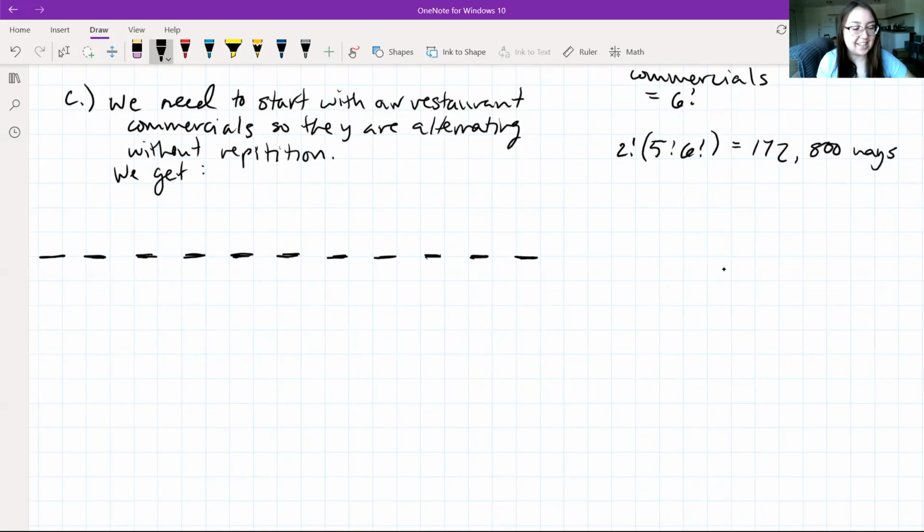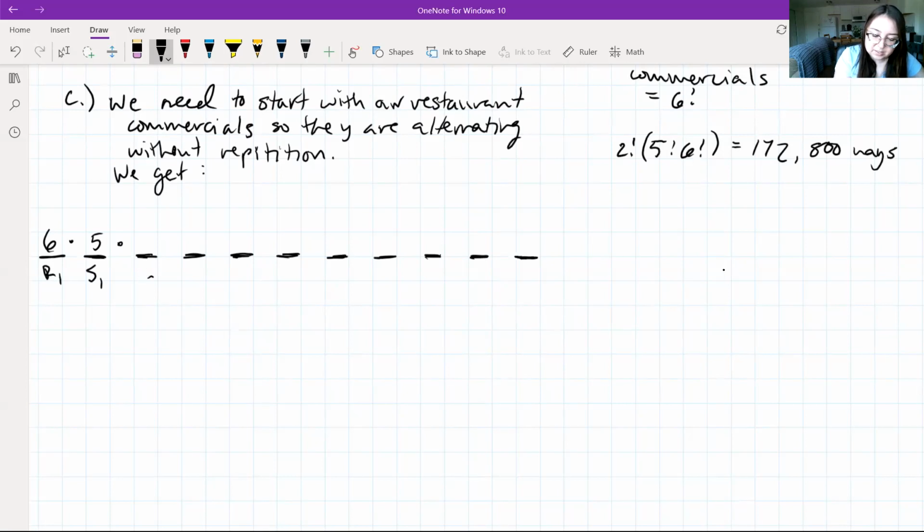And on a question like this is kind of when we want to write this out by hand. So we're going to start with a restaurant commercial. So we're going to call this R1. So our first restaurant commercial. There's going to be 6 restaurant commercials, so we have 6 options for our first slot. They need to be alternating, so now we're going to have our first store commercial. There's 5 store commercials, so we have 5 options.